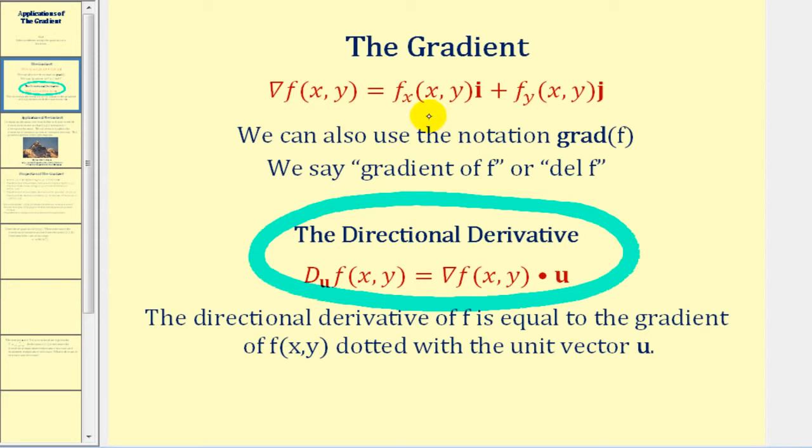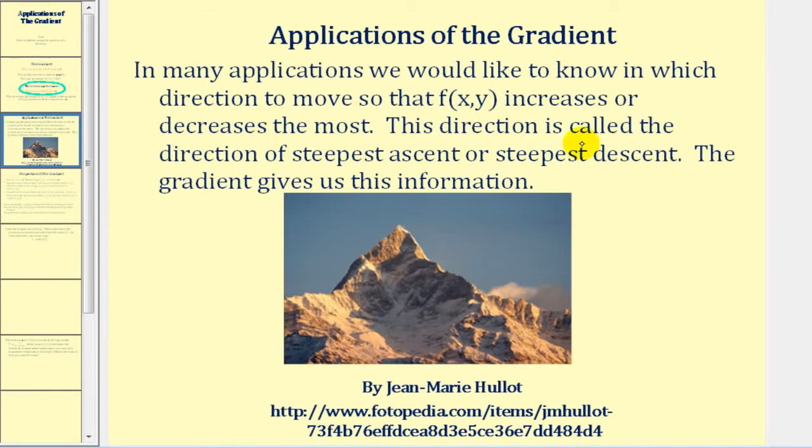formed by the partial derivatives of f with respect to x, as we see here for the x component, and the partial with respect to y for the y component of the vector. We refer to this in many applications. We would like to know in what direction to move so that f of x, y increases or decreases the most. This direction is called the direction of steepest ascent or steepest descent. The gradient actually gives us this information.